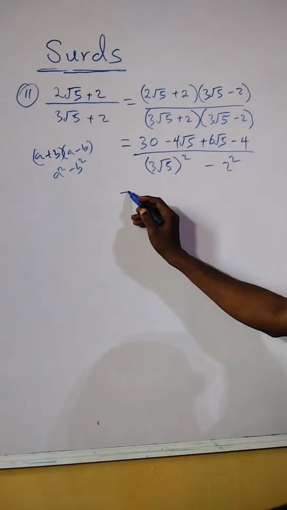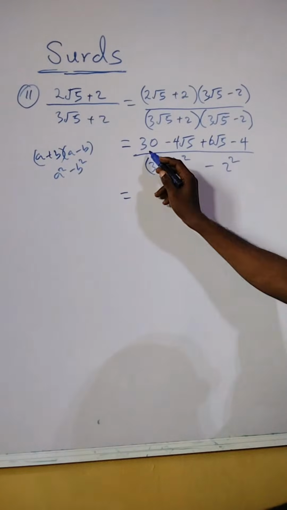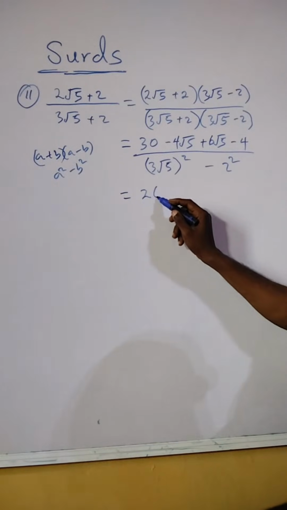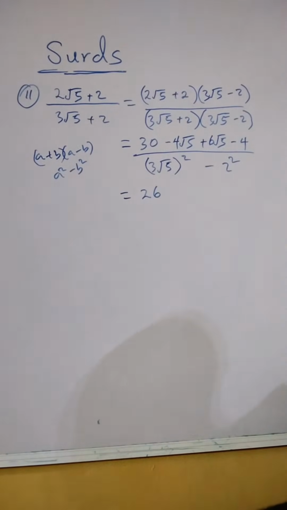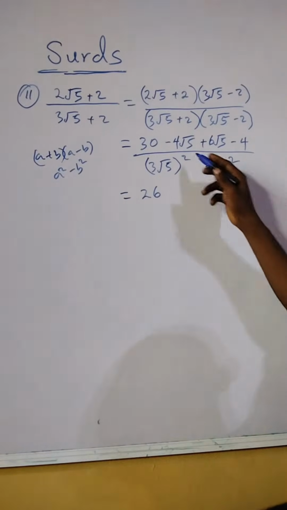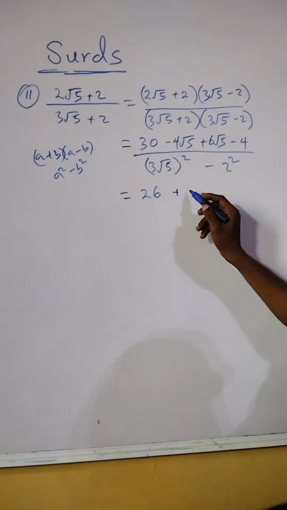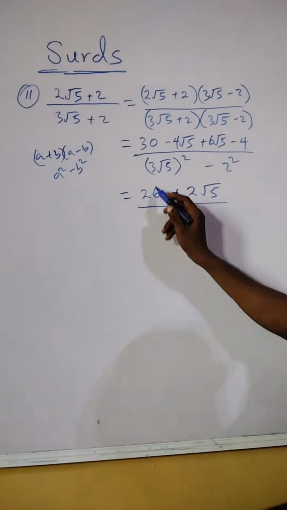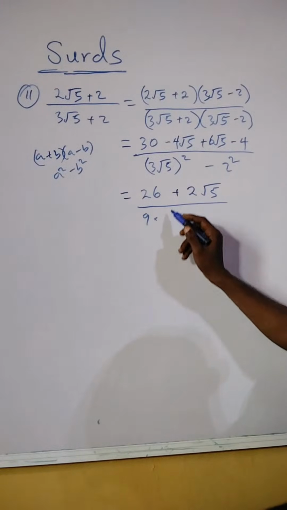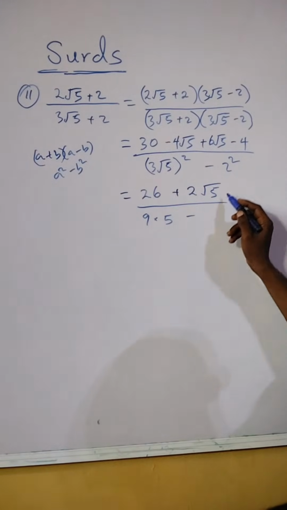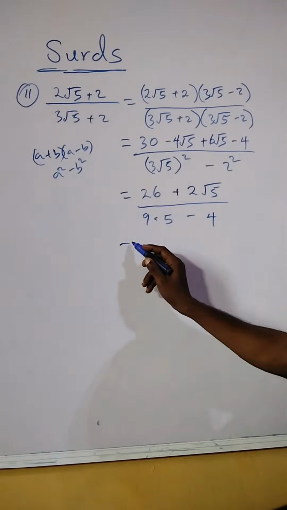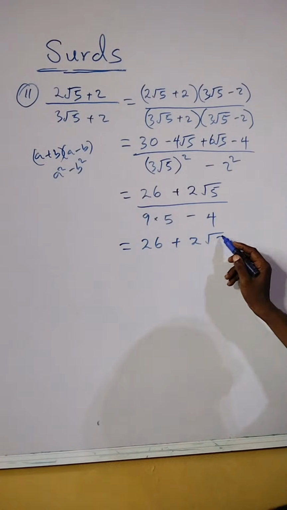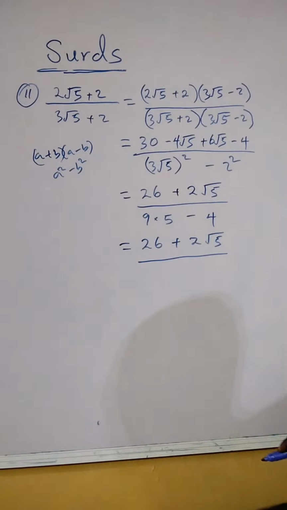That is, solving further here, we can bring 30 minus 4. 30 minus 4, that's 26. Minus 4 plus 6 root 5, opposite are similar sort. That will give us plus 2 root 5. Then divided by this square effect 3, 3 square is 9, times also root 5 square, that's 5, minus 2 square, that's 4. That is, we have 26 plus 2 root 5 divided by 9 times 5.